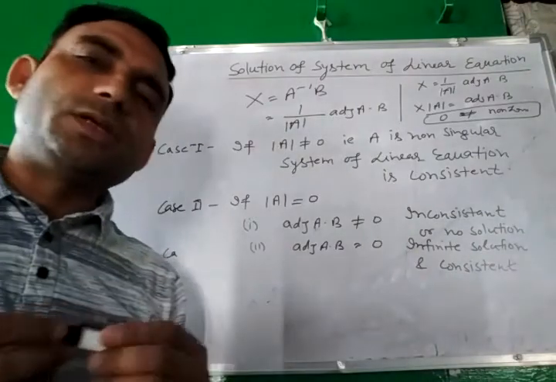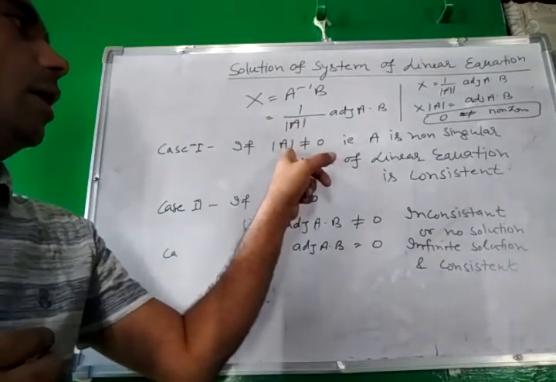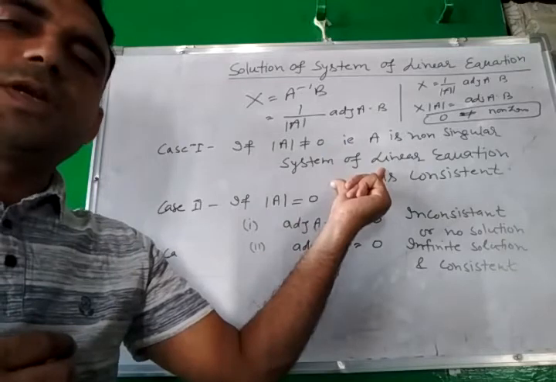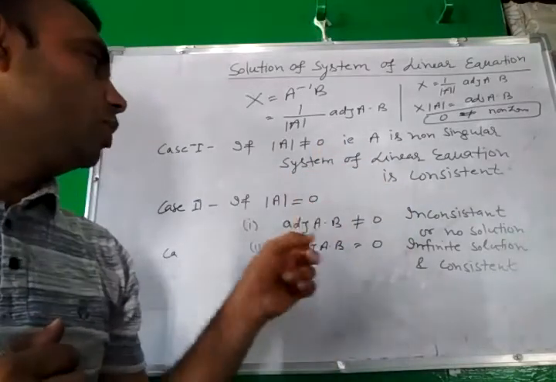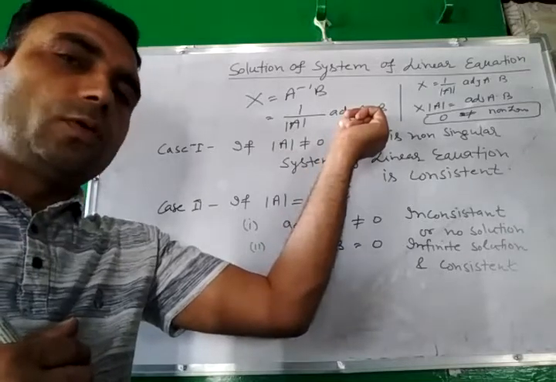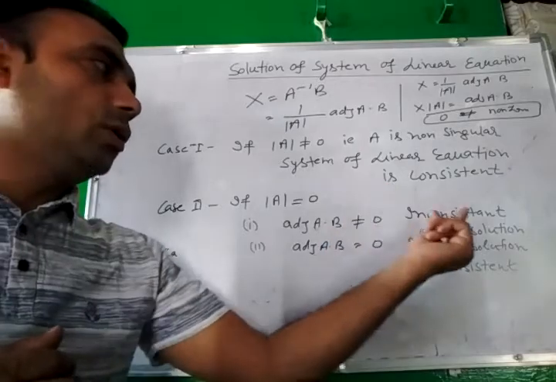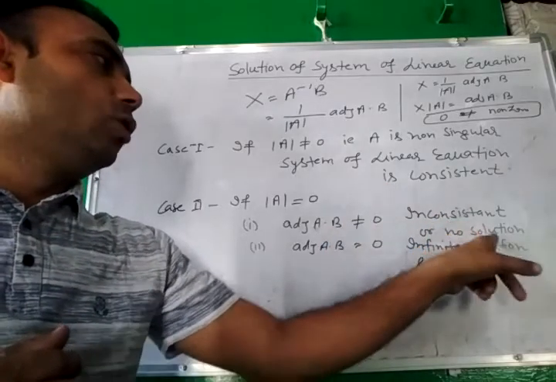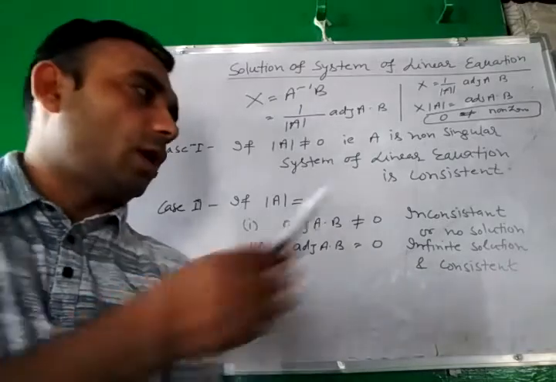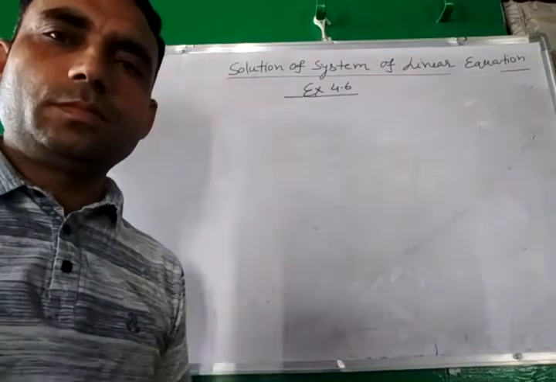So to check the consistency of a system of linear equations, first we will check the determinant of A. If determinant of A is not equal to 0, then the system is consistent and has a unique solution. If determinant of A is equal to 0, then we will check adjoint of A into B. If adjoint of A into B is not equal to 0, then it is inconsistent and has no solution. If adjoint of A into B is equal to 0, then the system has infinite solutions and is consistent again.